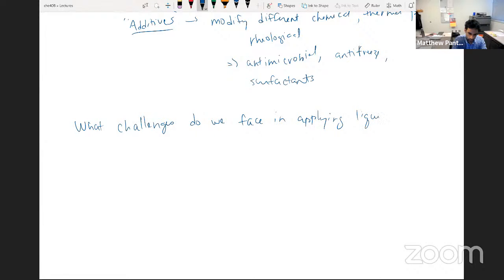Liquid coatings. So again, in the case of paint, we're applying a liquid coating. We want it to dry to a solid. But let's talk about what the problems are here.